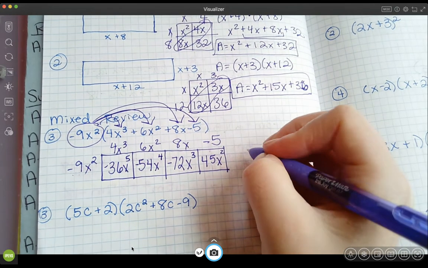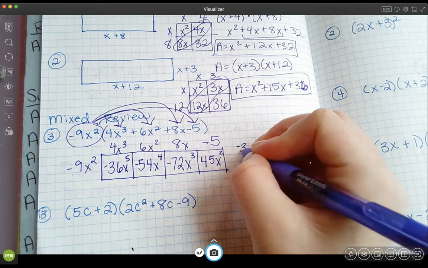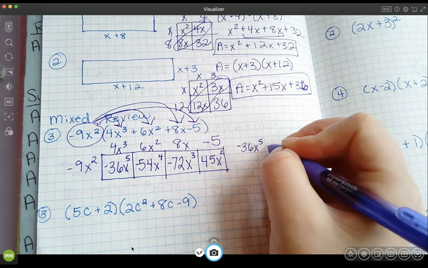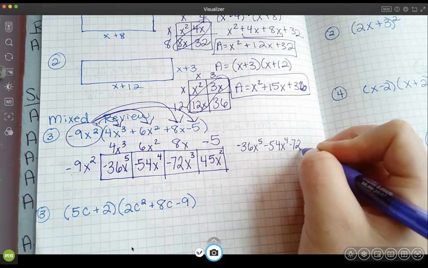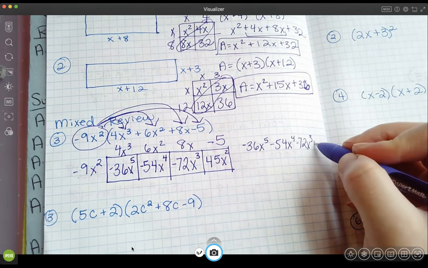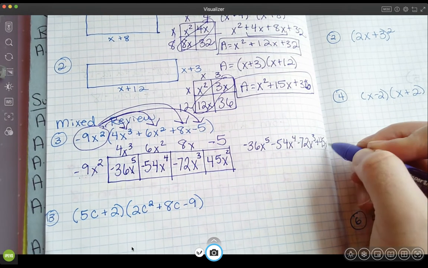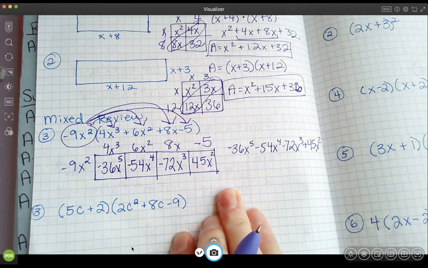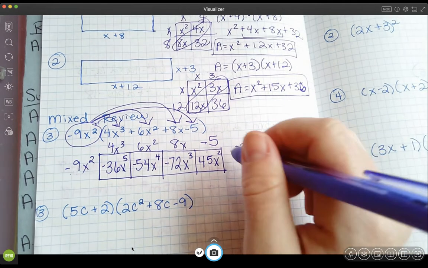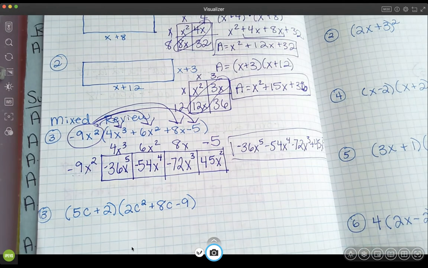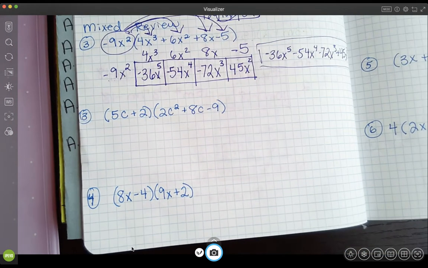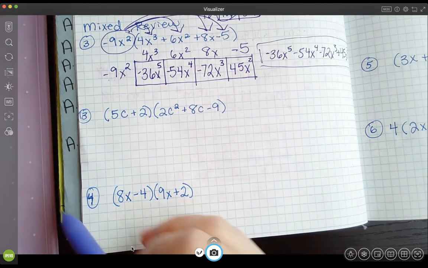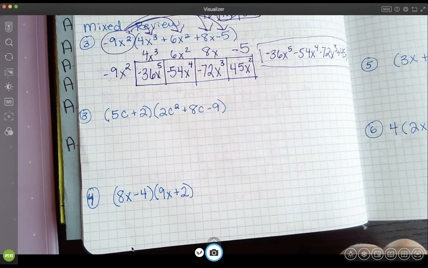So that is what we will write. Negative 36x to the 5th minus 54x to the 4th minus 72x cubed plus 45x squared. Well, you can see that. There we go. Okay, next one. We have 2 more on this page, and you know I write big, so y'all could probably fit a whole lot more than me.